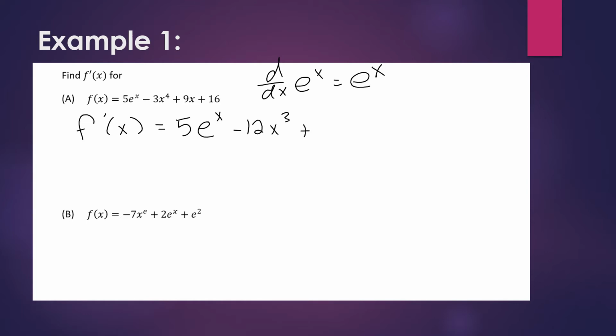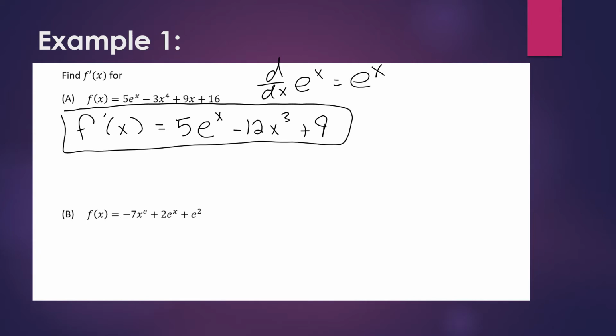Derivative of 9x is 9, and the derivative of 16 is 0. So this would be my final answer. Now in B, they're doing something a little tricky.